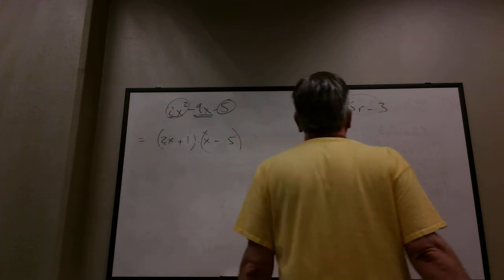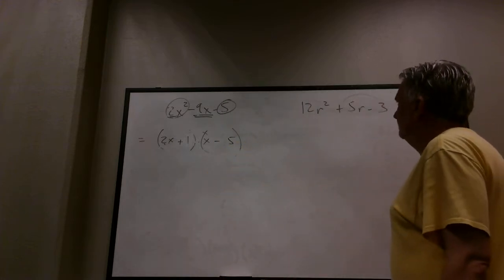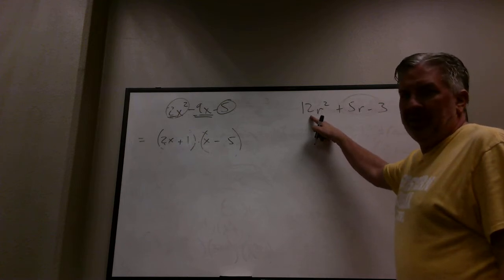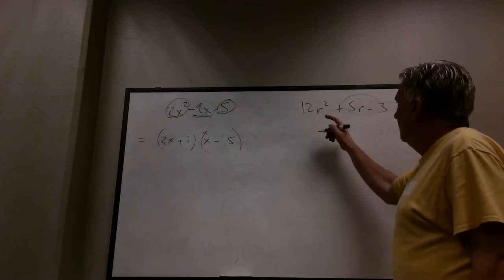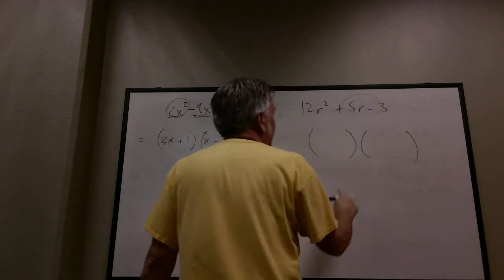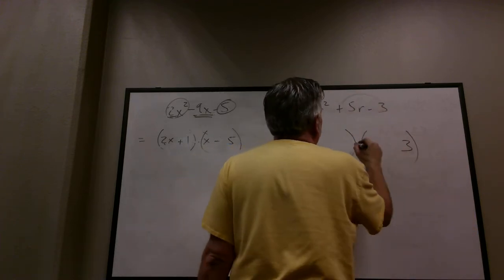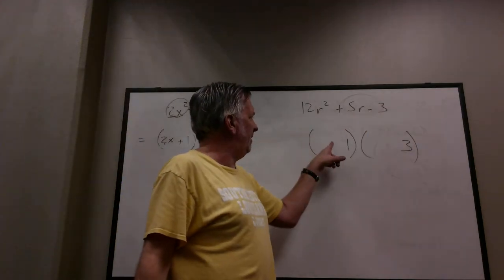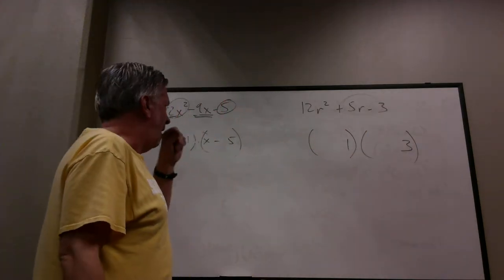Now what about over here? This one's a little more complicated because of the 12, because 12 isn't prime. So if we try to do the double bubble here, the good news is 3 is prime. So I'm going to have a 3 and I'm going to have a 1. Again, it's a negative number, so one of these is a plus and one of these is a minus.